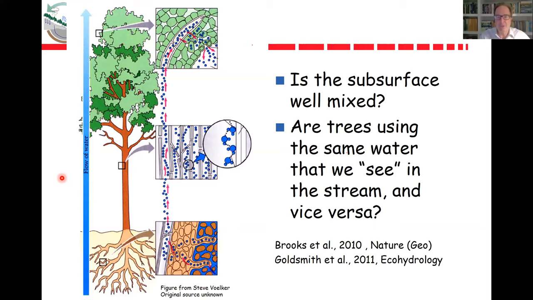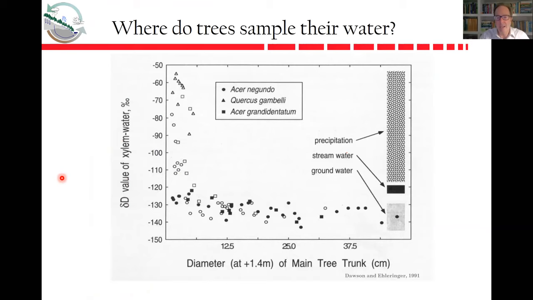I'll talk more about that in a little bit. And there was work done on this back in the late 80s, early 90s. This was a lovely paper in Nature by Dawson and Ehleringer. Todd Dawson's a prof at UC Berkeley, and Jim Ehleringer is just retired from the University of Utah. And they looked at the hydrogen isotope. Remember, this is deuterium, 2H.